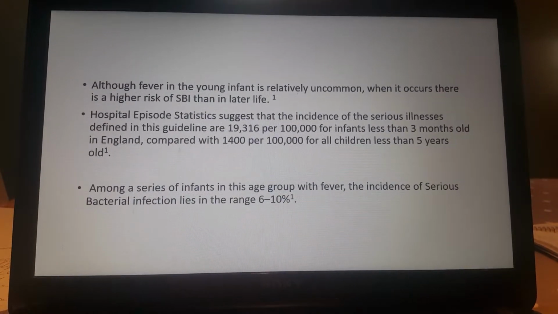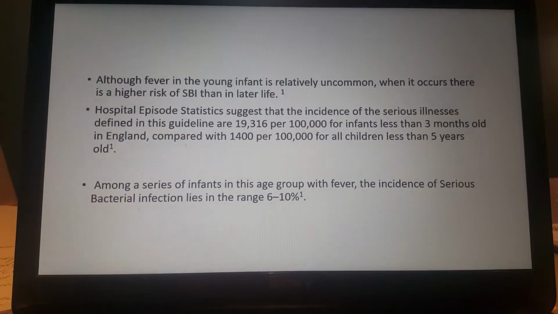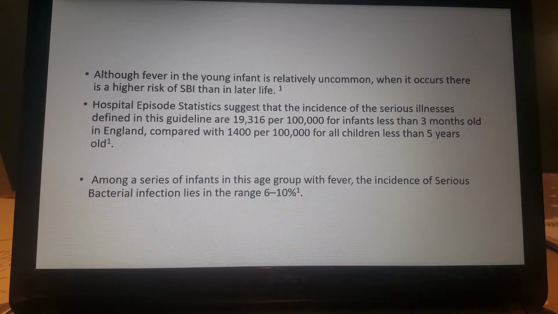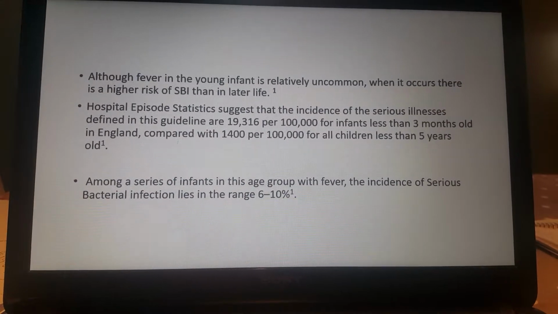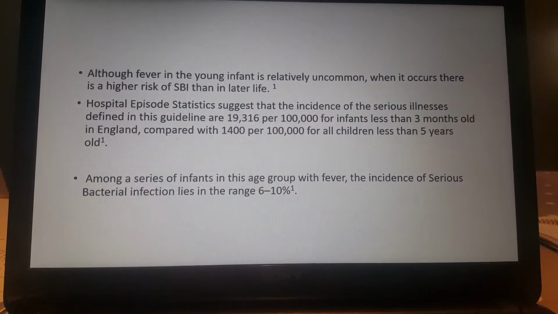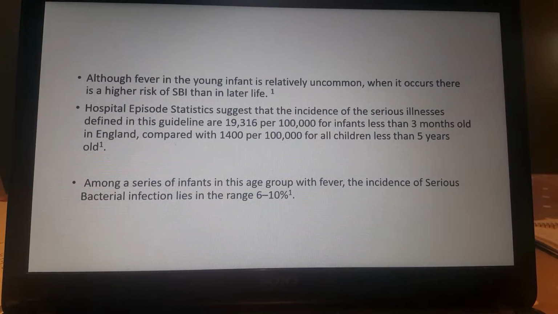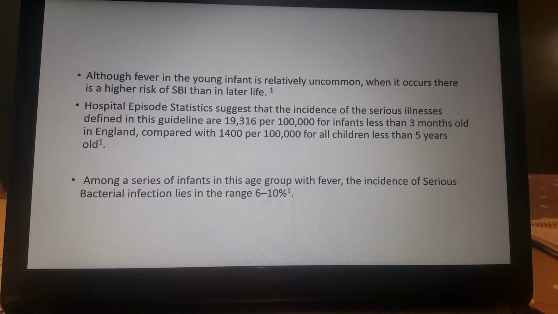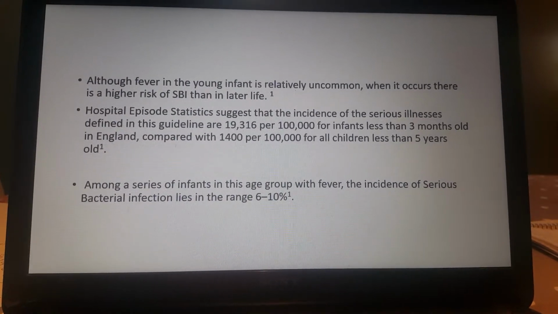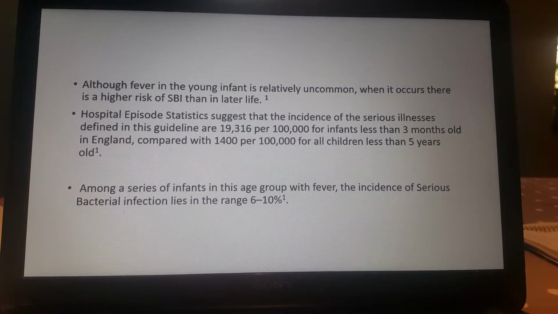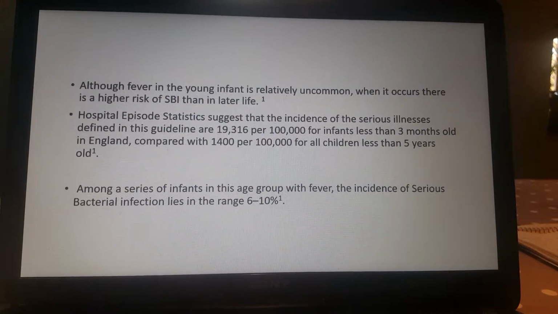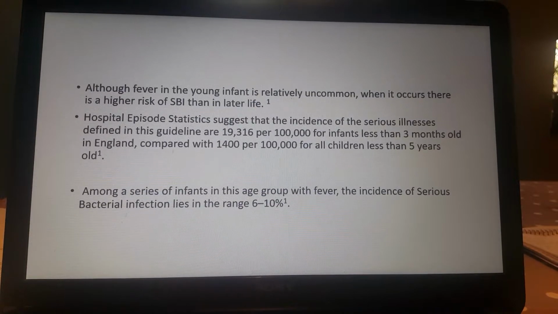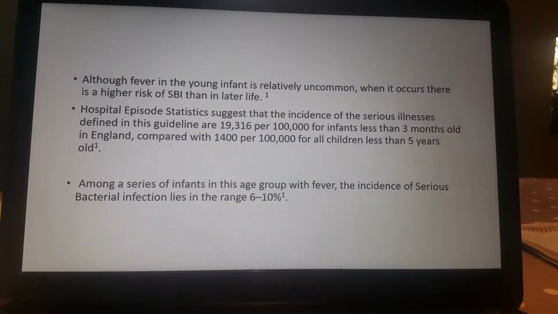And the reason for the particular focus on the less than 3 months old is that we know that even though it's a relatively uncommon thing in young infants, when it does occur, there's a higher risk of serious bacterial infection than in older children. The statistics there would suggest that in the hospital episode statistics, the incidence of serious illness was 19,000 per 100,000 in those less than 3 months versus 1,400 per 100,000 in those less than 5 years. So a very, very significant difference.